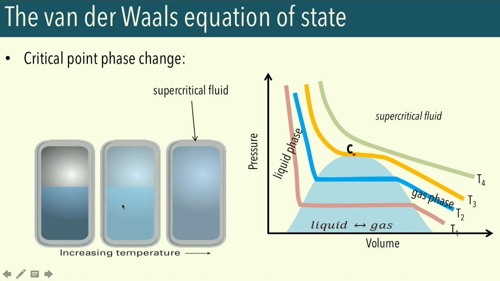However, if you start increasing the temperature, the density of your liquid starts becoming less and less, and the density of your gas also starts to become more dense. There comes a point where the properties of your liquid and your gas become the same so that they become indistinguishable. So the obvious property for this is density.